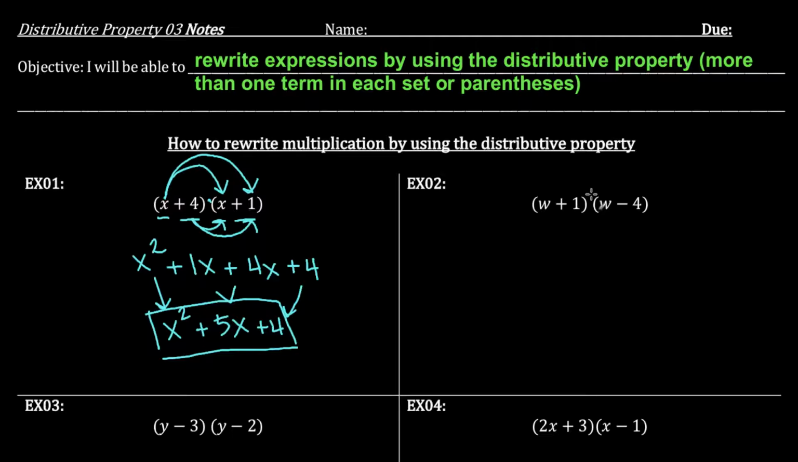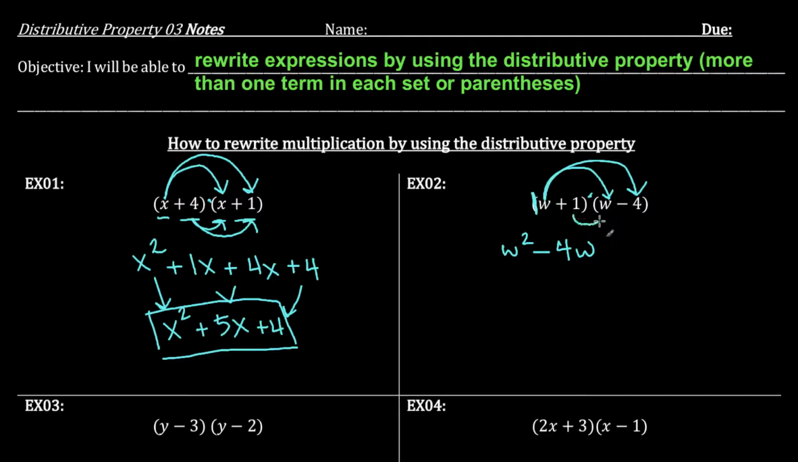So w plus 1 times w minus 4. W times w. Remember, we're not multiplying w. It doesn't say w times 1. It says w plus 1 times w. So w times w is w to the second power. W times negative 4. So a positive times a negative is a negative. W times negative 4 is a negative 4w. If you need to see the 1, put a 1 there. 1 times 4. You get it?